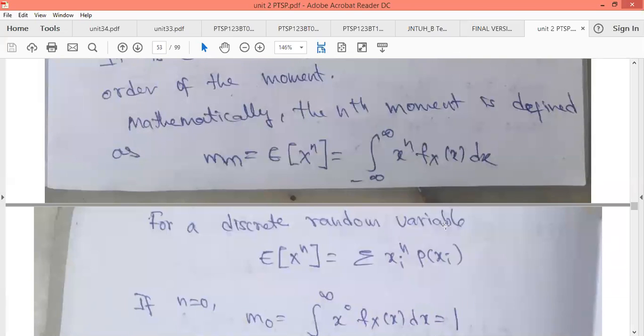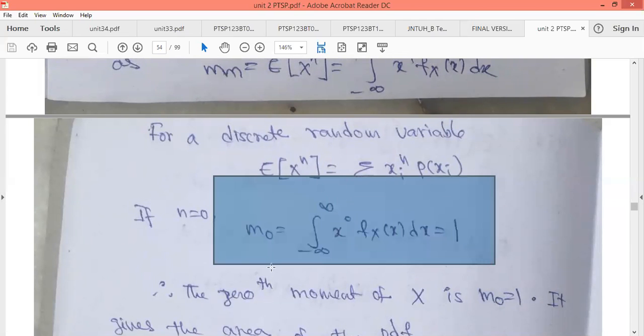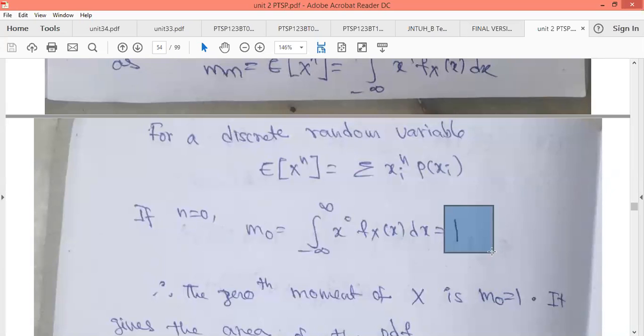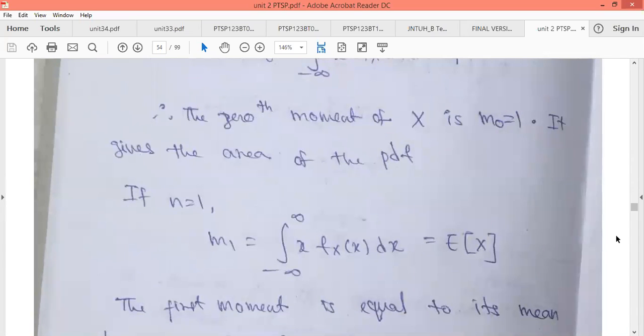For the case of a discrete random variable, instead of the integral we will have a summation. Expected value of x power n is equal to the summation of x i power n p of x i. If n is equal to 0, we are finding the zeroth moment. So m0 is the integral from minus infinity to plus infinity of x power 0 f x of x dx. Since x power 0 is 1, from the properties of the density function, the area under the density function is always equal to 1. So the zeroth moment is always equal to 1. It gives us the area of the PDF, the probability density function.